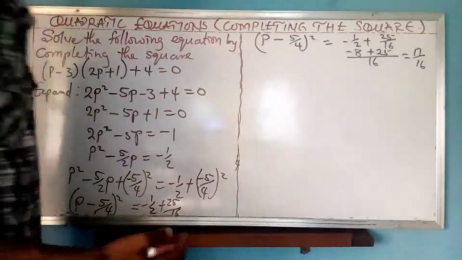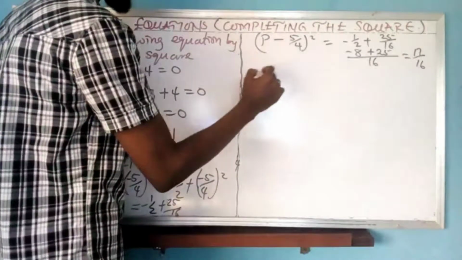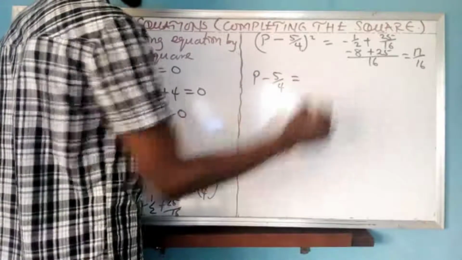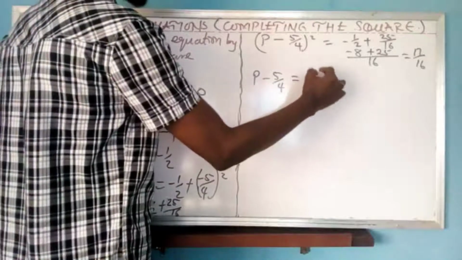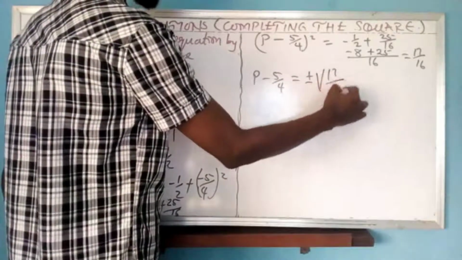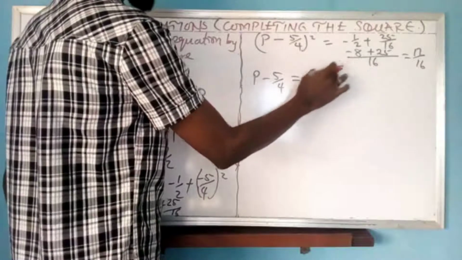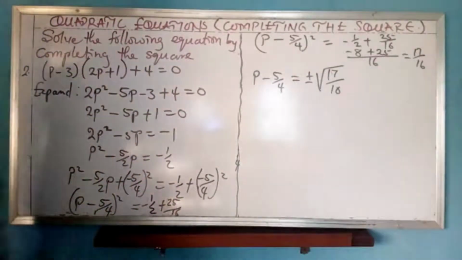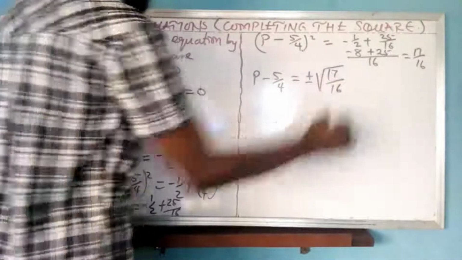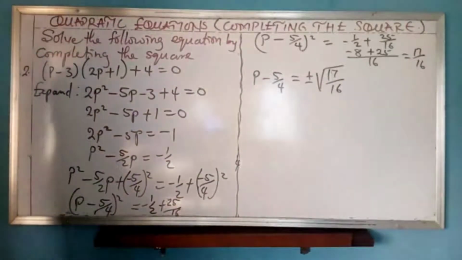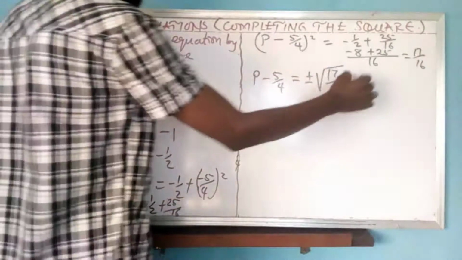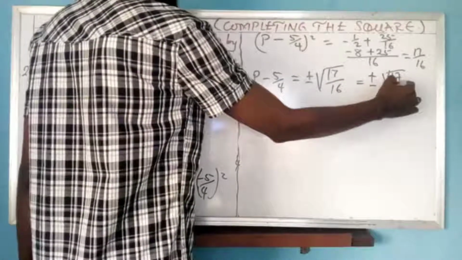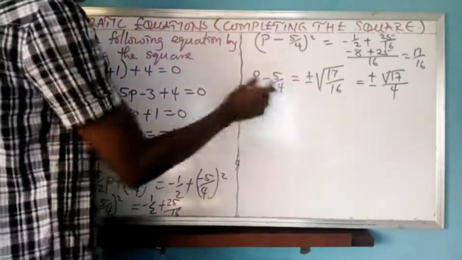Take square root of both sides. So when you take square root of both sides, you're going to have p minus 5 over 4, isn't it? Is equals to plus or minus square root of 17 over 16. Let me write that so someone will not be missing it. What's the next thing that we're going to do? We're going to say simplify this one further. Now I'll give you plus or minus root 17 over, that's what? 4. Good.